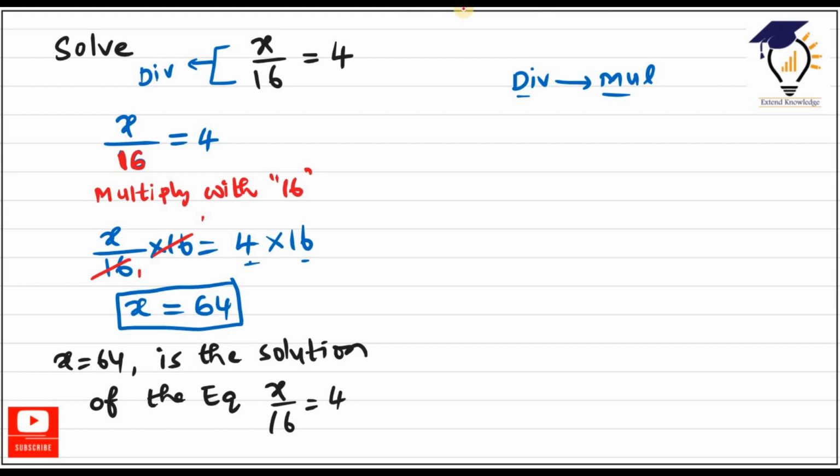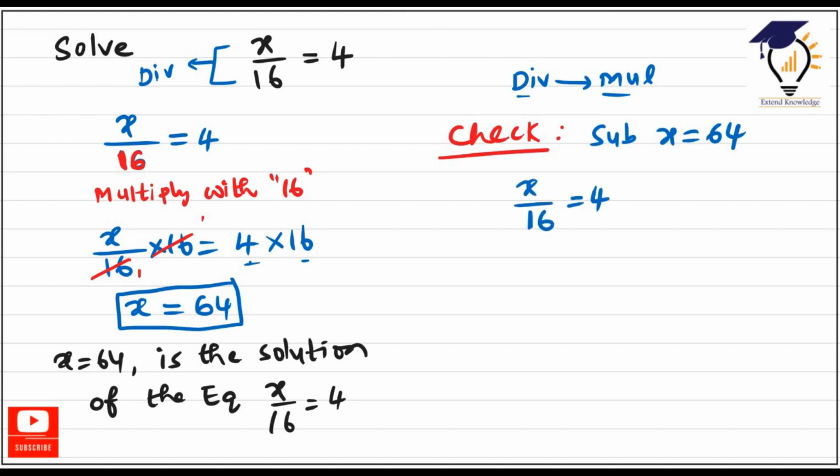So let me check this. If the answer is correct or wrong, we can check it out. So let's plug in the value of x is equal to 64. Substitute x is equal to 64. What is the equation actually given? x over 16 is equal to 4. So if I substitute 64 in place of x, let's see what happens. 64 by 16 is equal to 4. I am writing the right hand side as it is.